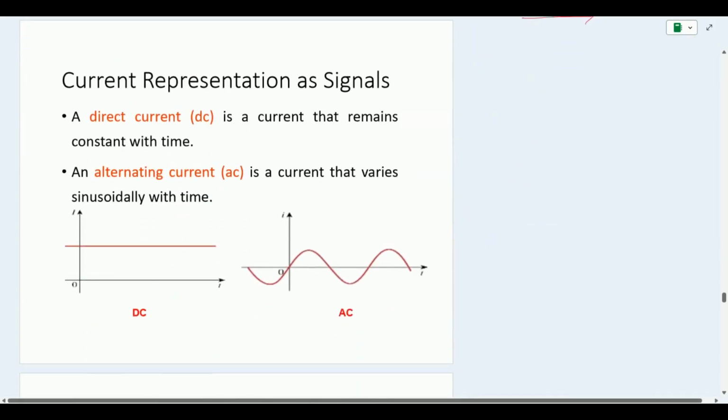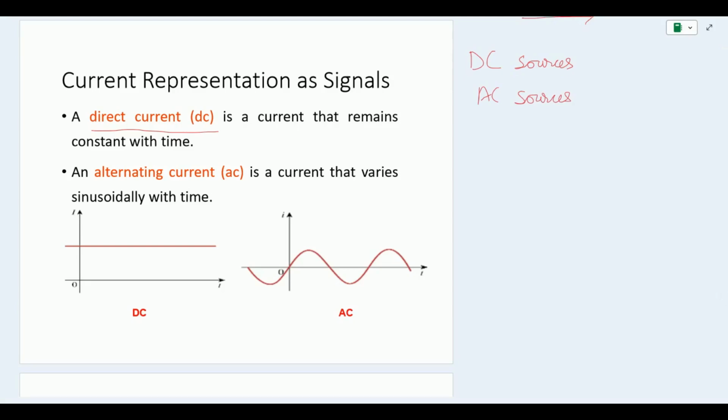Another thing that we will shortly see in the coming lectures is the representation of current, especially when we consider the current to act as a source. So you might have heard about this term DC sources and AC sources. Although the element that generates this current is a voltage source, we know that the output generated by the voltage source will be in the form of a current. So we normally represent the sources as DC and AC sources.